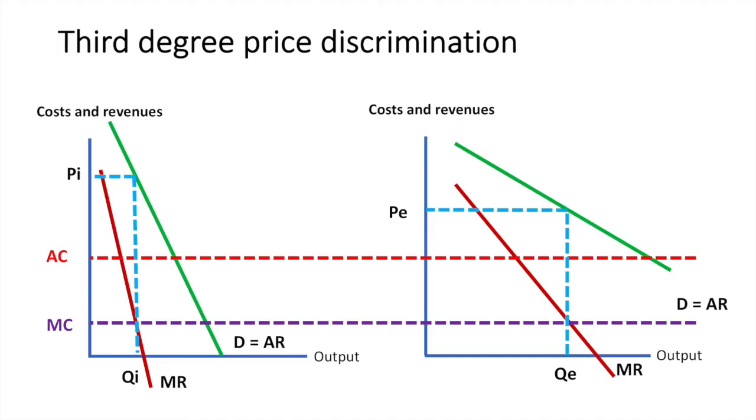Now we do the same in the elastic market and get our supernormal profits there, SNPE. This price is lower than the previous price charged by the firm. These two areas combined should be greater than our initial supernormal profits if this firm has discriminated successfully. We can check that on the next slide.